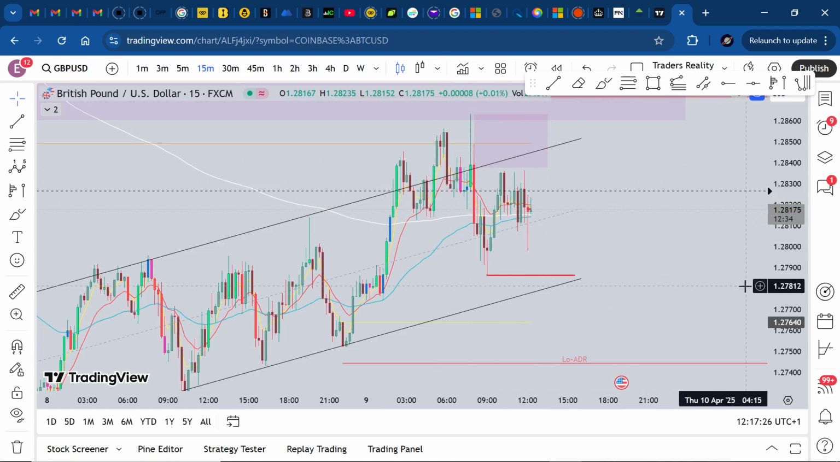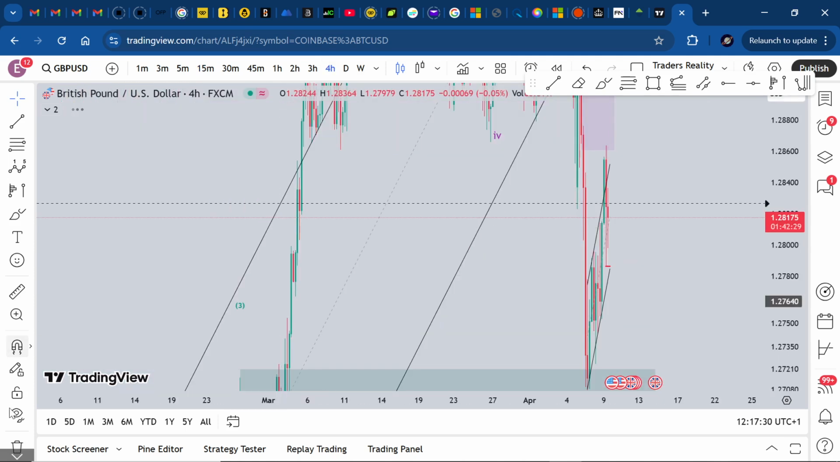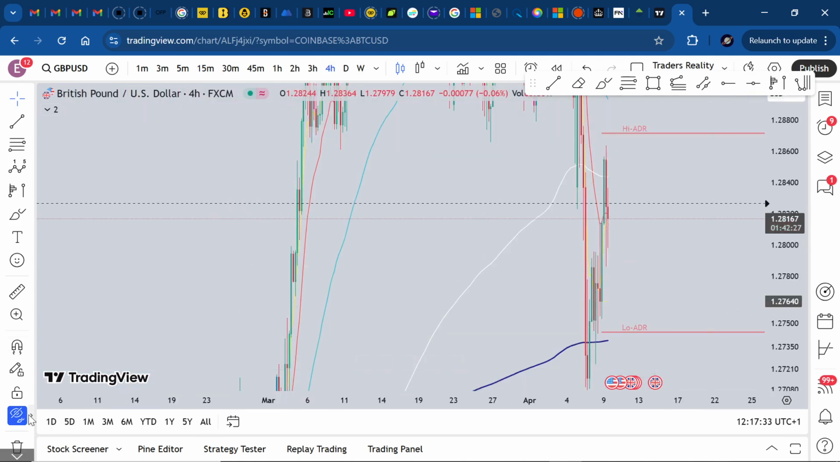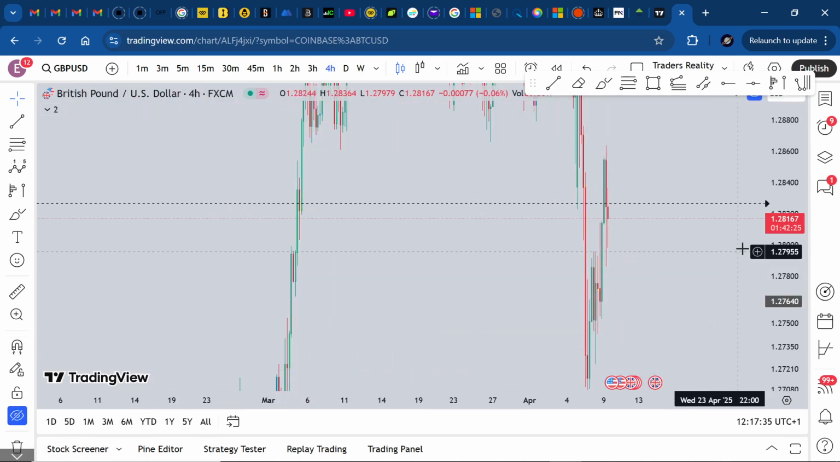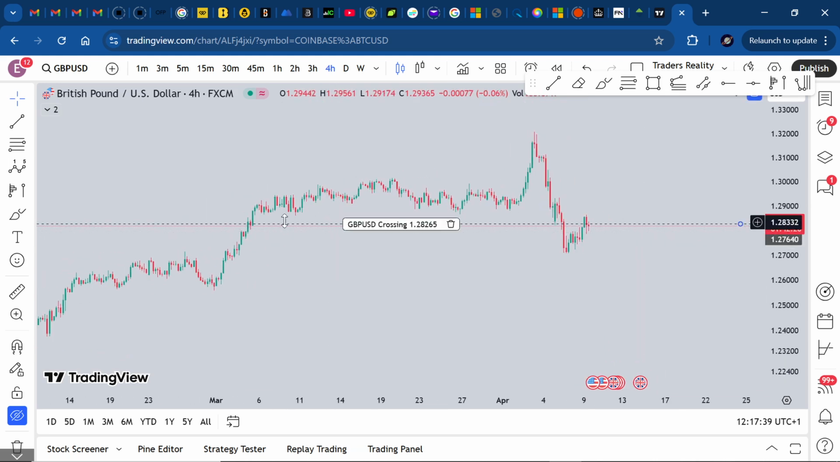I'm looking for down on the pound currently. I'll just quickly take everything off and go into this quick. What the pound has done is it's broken the structure down here and spent time.